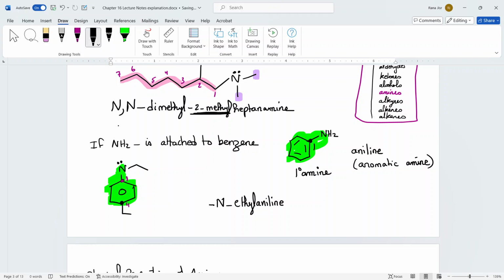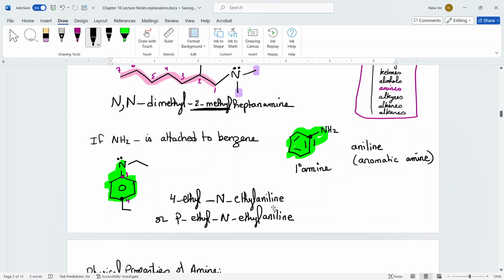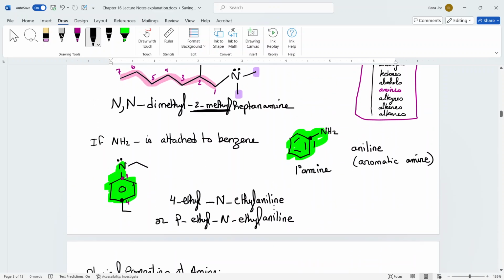So you guys have 2 options. Either you say 4-ethyl, and then N-ethylaniline, or I know this is a 1,4 substituent on the benzene, so that is going to be para-ethyl-N-ethylaniline. Okay, you use either 4 or para. You cannot use both. So you cannot say para and 4 because para means 4. Okay. Let's have another example before we end this section for a tertiary amine.